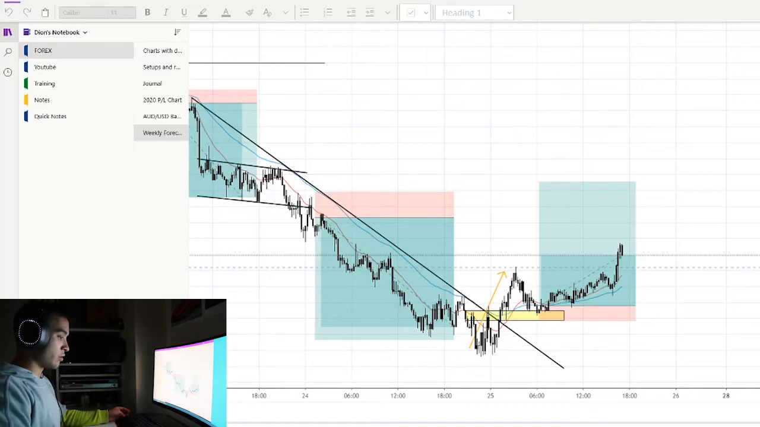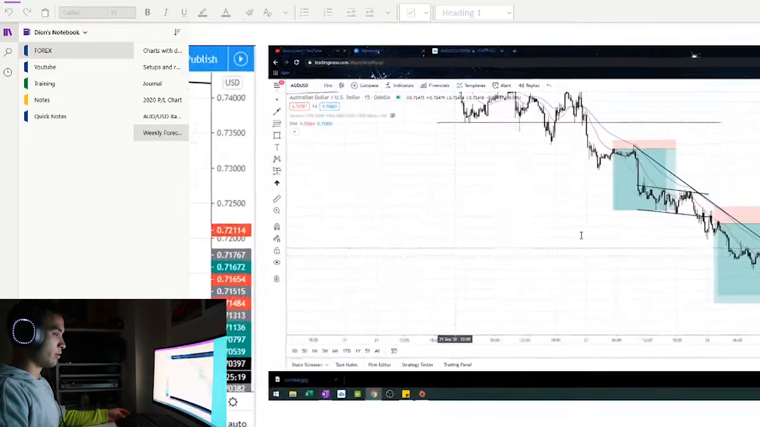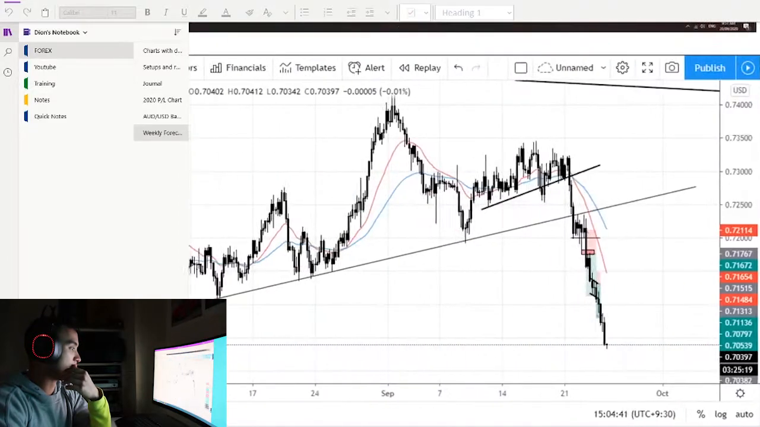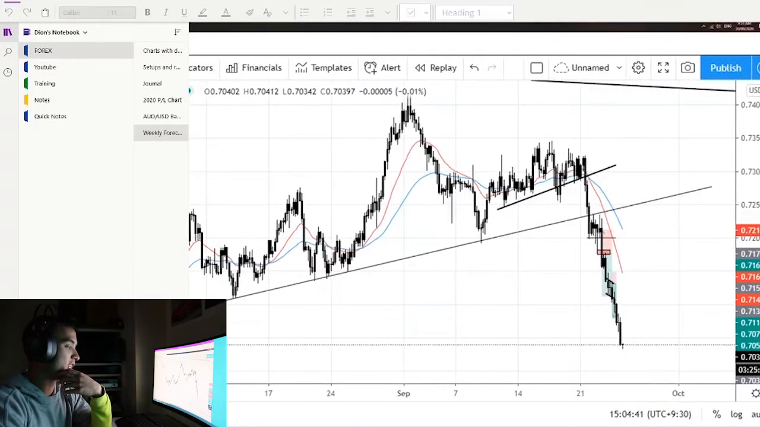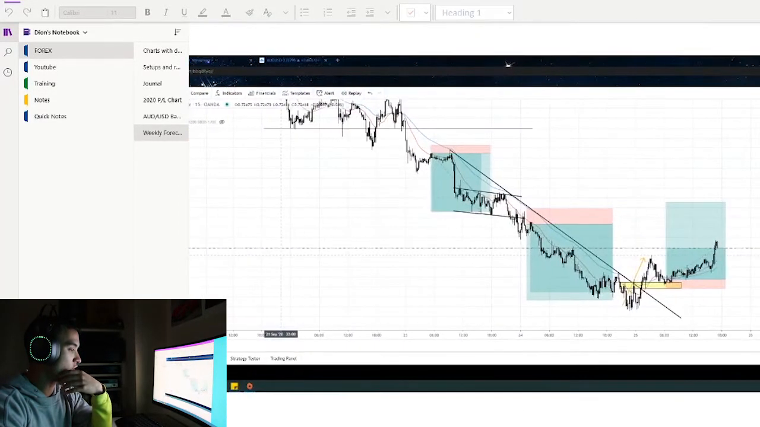So this was all based on the practice which I've been doing with my back testing. So I've seen some good results after back testing, to be honest. I just feel a lot more comfortable trading this strategy on the charts.